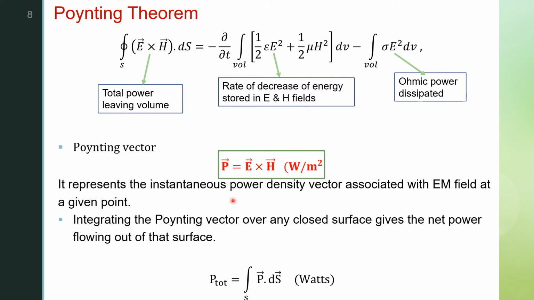Poynting vector P is equal to E cross H, and this will give you power per unit area. So how can you find out the total power? Integrating the Poynting vector over a closed surface will give us the net power flowing out of that surface. So we can write total power P dot is equal to the surface integral of P dot ds, where P represents the Poynting vector and its value is equal to E cross H. The unit of total power is measured in watts.